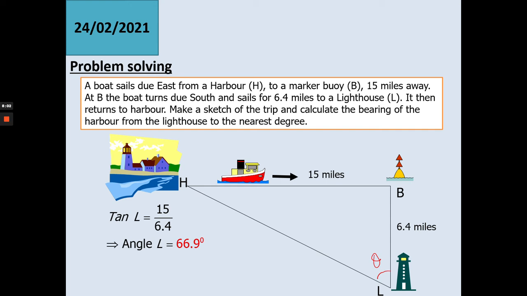Now, when we're talking bearings, we start with a north, don't we? So we've got to remember our north. So our north is basically that line that goes from the lighthouse to the buoy. And then the angle we're looking for is going clockwise from that line all the way round to the line from the lighthouse to the harbour. So the easiest way to do that is to do 360, take away 66.9, and we'll get that the angle, the bearing, is 293. Okay.